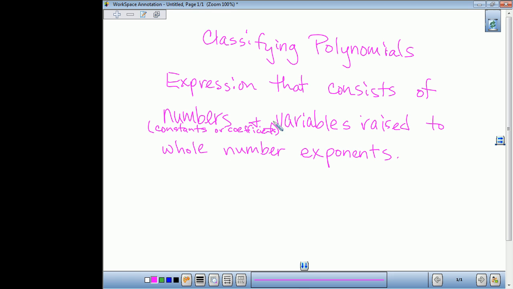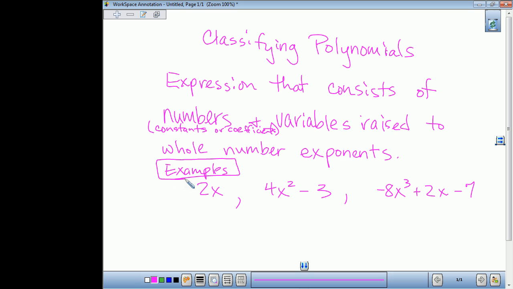So examples of polynomial expressions would be like 2x. It's a number with a variable. These are examples. Or we could have 4x squared minus 3. Or we could have something like negative 8x to the third plus 2x minus 7. All of these are examples of polynomials.